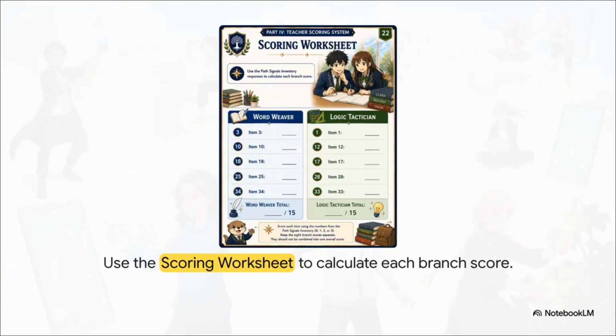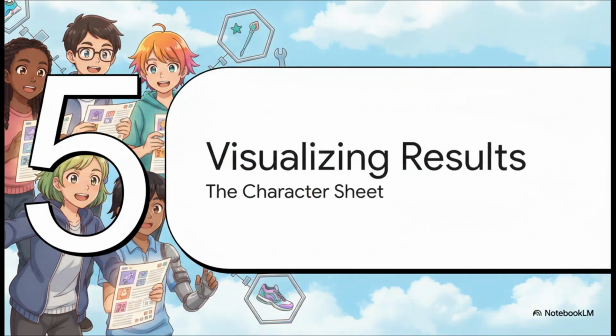You can see on this scoring worksheet just how simple it is in practice. You literally just drop the numbers in. So, for the word weaver, you take the student's answer for item 3, item 10, item 18, and so on, write them down, and add them up. Since there are 5 questions per path, and the max score for each question is a 3, you're just calculating a score out of 15 for each specific path. It's quick, it's foolproof, and it keeps the math incredibly easy for educators who, let's face it, are already juggling a million things. Which brings us to Section 5, Visualizing Student Results with the Character Sheet.